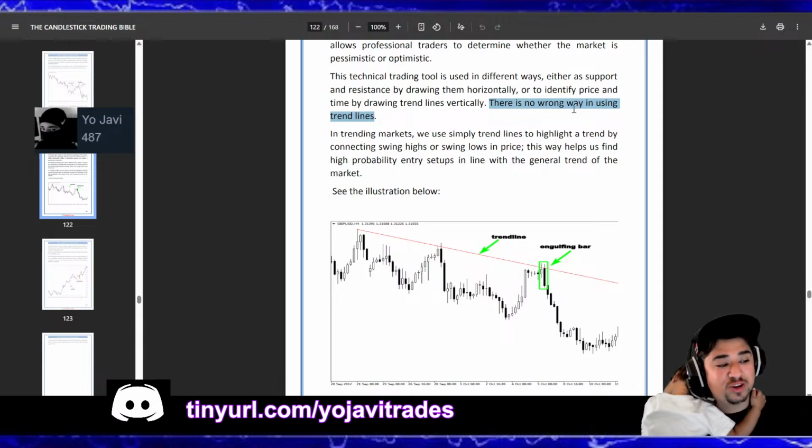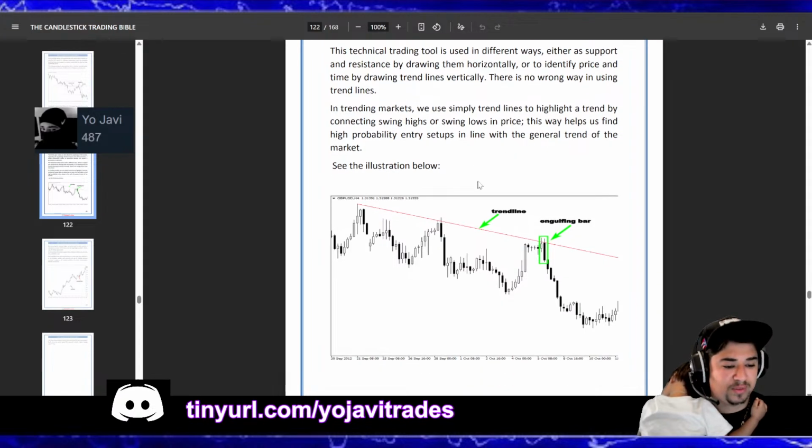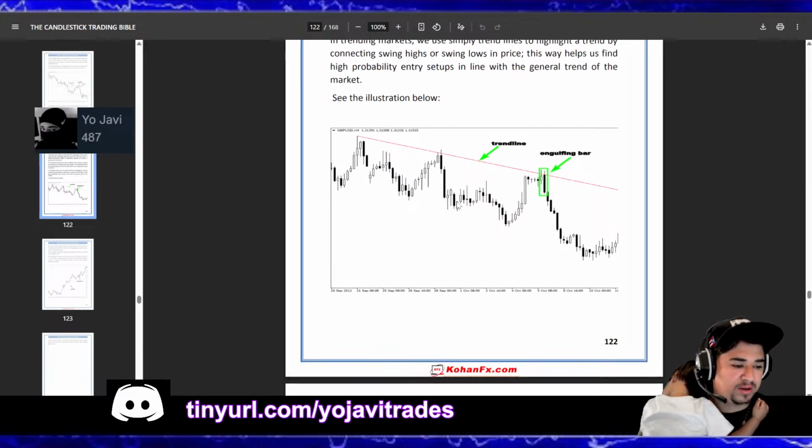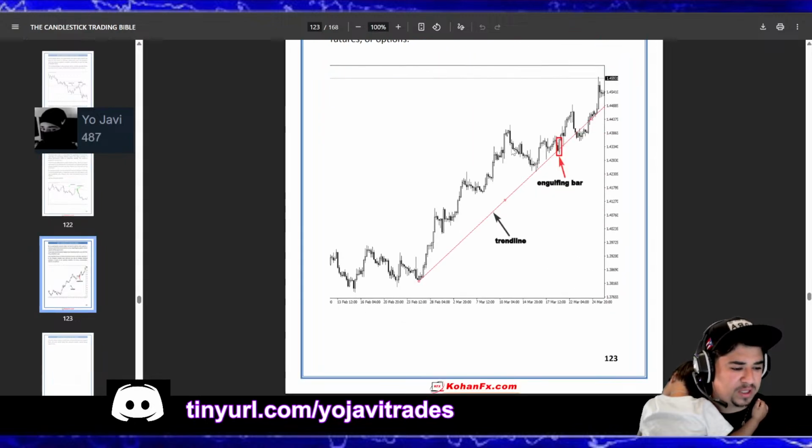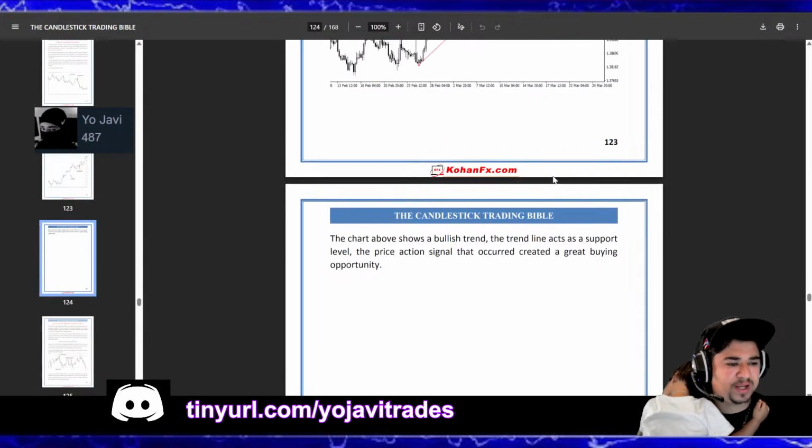So yes, there is no wrong way in using trend lines. In trending markets, we simply use trend lines to highlight a trend by connecting swing highs or swing lows. Remember, you're connecting the swing highs, or you will connect all of the swing lows together in price. This way helps us find high probability entry setups in line with the general trend of the market, and it shows us this chart right here. So let's see actually how many. Okay, only 2 pages to go.